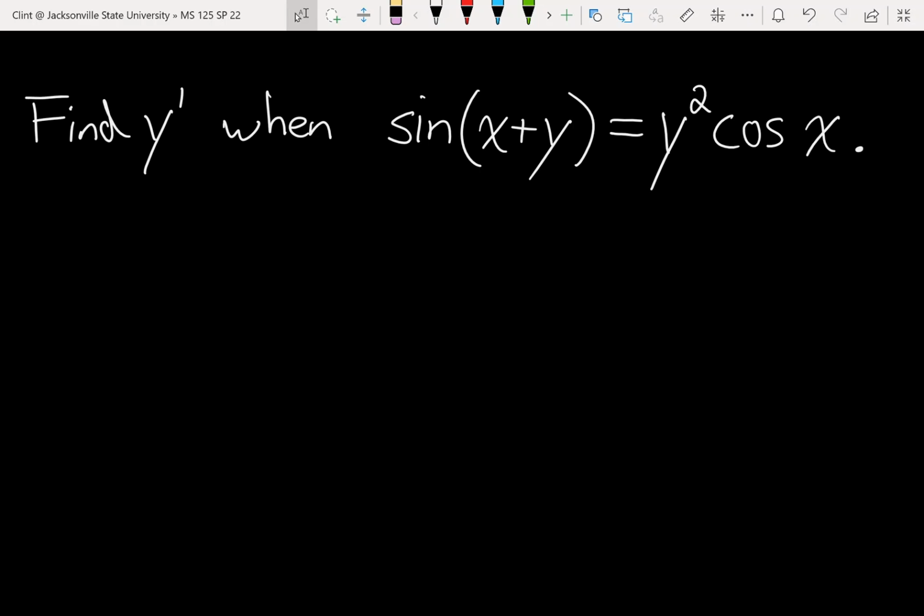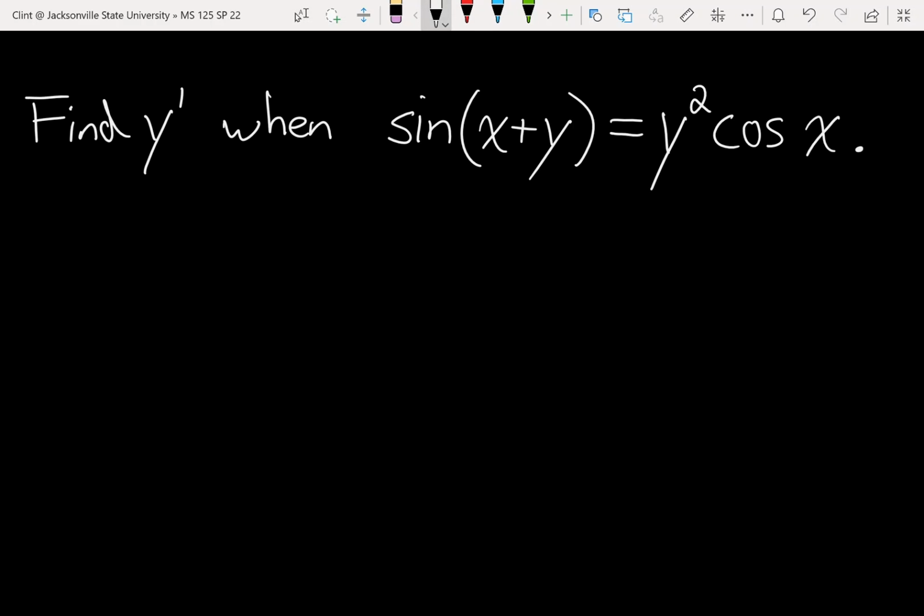So on the left side, when we go to take the derivative, what are we going to have to use? What rule? Chain rule, because we've got x plus y inside of sine. Okay. And then on the right side, what do we have to use? Product rule, because we have y squared times cosine of x. Okay. So we've got quite a mix on this one.